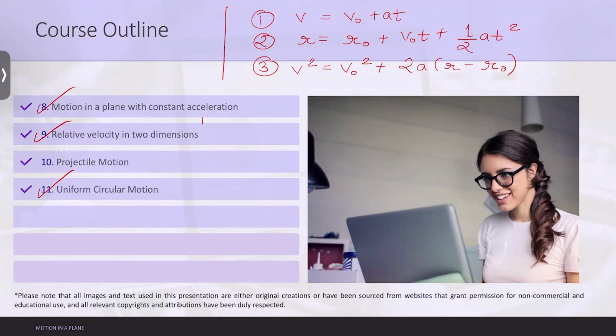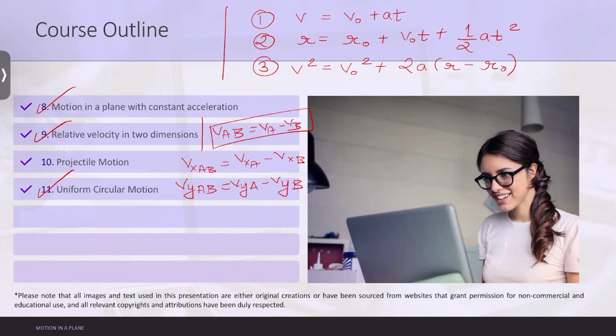And the relative velocity concept, we understood that VAB is equal to VA minus VB. Only the case changes: in the previous case, motion in a straight line, we understood it in one dimension. Here the velocity is in two dimensions, so this can be said in components also. Hence VXAB is equal to VXA minus VXB, and similarly VYAB is equal to VYA minus VYB.